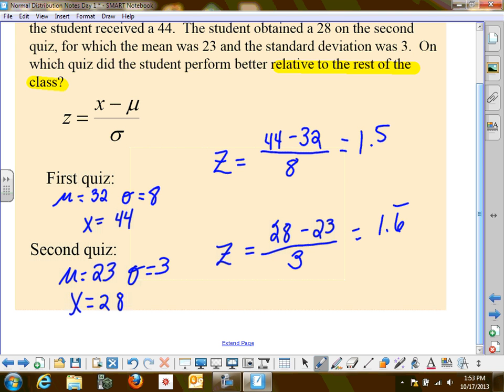So, relative to the rest of the class average, which quiz did the student perform better on? Why the second one? More standard deviations above the mean. Good. So this person did better relative to the class on that one.